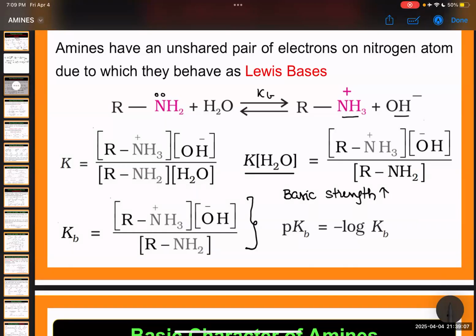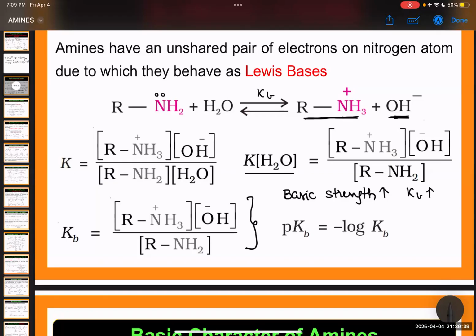If the basic strength is higher, Kb is going to be large. More basic means you have more OH minus ion concentration. The amine is going to take more H plus. You have more hydroxide ion concentration, and the equilibrium will be towards the right hand side. Okay, that is basic.